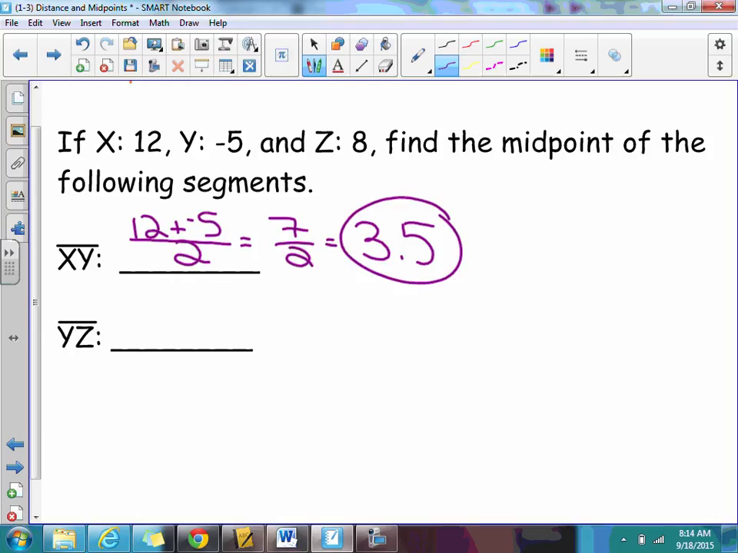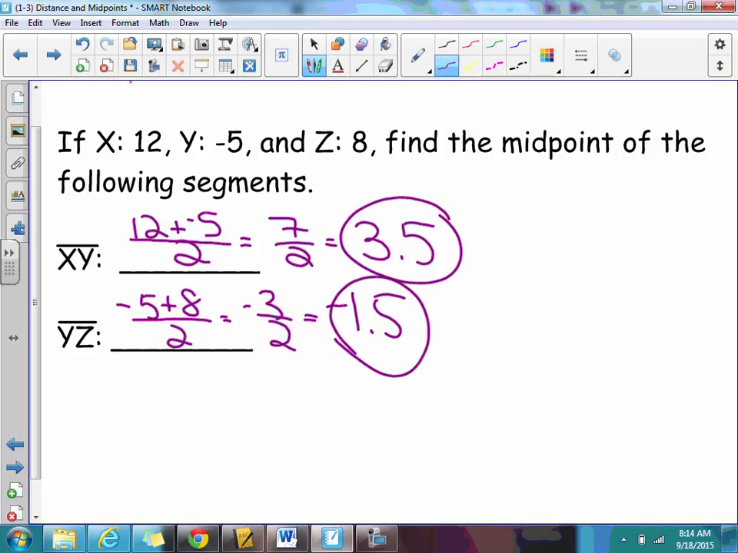And then for the other segment, we do the same thing: add them and divide by 2. So that gives me negative 3 divided by 2, which is negative 1.5. So to recap, if I want to find the distance, I'm going to subtract them and make the result positive. If I want to find the middle point, or midpoint, I'm going to look for the average.